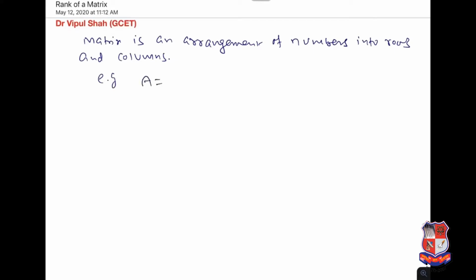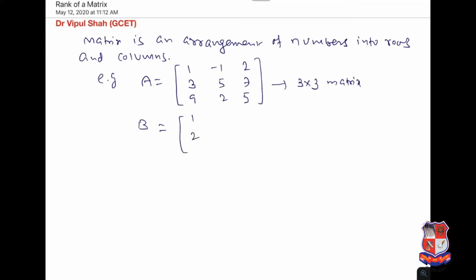So suppose this is a matrix A. So 1, say minus 1, 2, 3, 5, 7, say 9, 2, 5. So this is a matrix. So it's a 3 by 3 matrix, 3 rows, 3 columns. Say some another matrix is like 1, 2, 3, 4, 5, 6. So this is a matrix and there are 2 rows and 3 columns. So we call it as a 2 by 3 matrix.